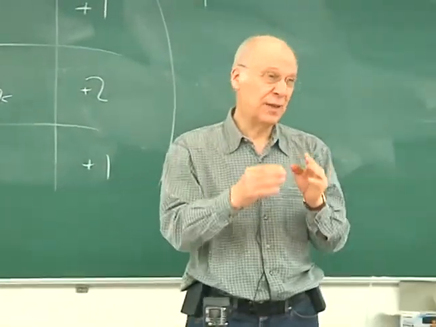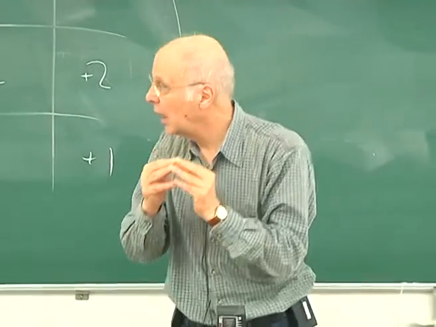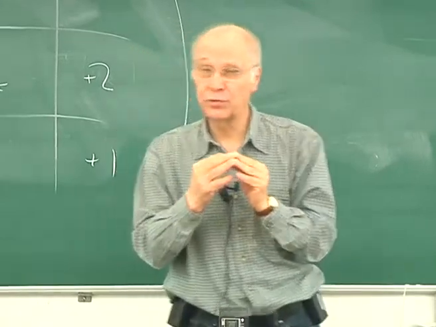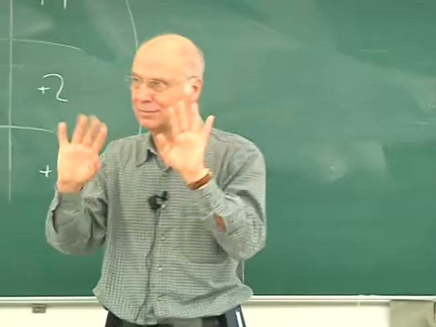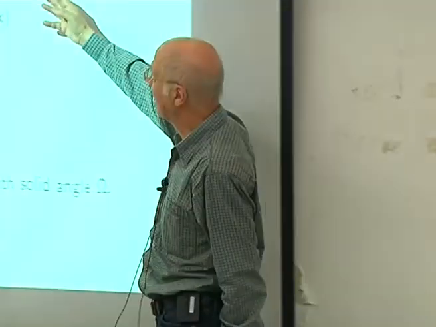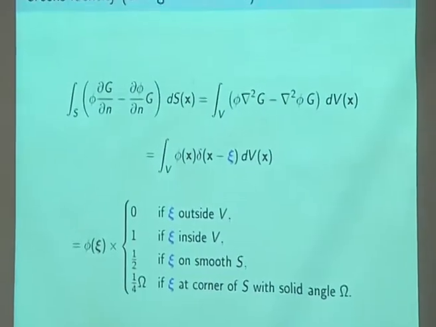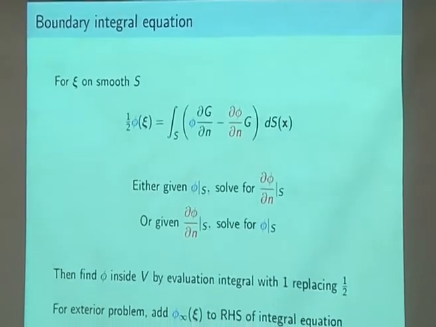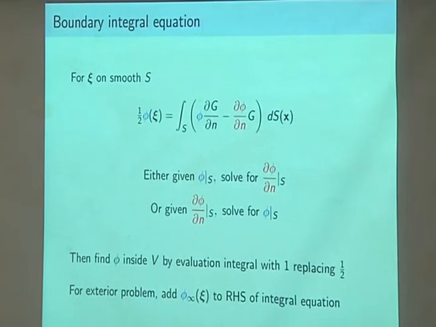If the surface is in fact pointed, the corner of a cube, then what you get is a quarter of the solid angle of the vertex. You don't need to know that. So we're going to now take this case where it's on the boundary. So the point psi is on a smooth boundary, so we get a half, and we get half what was the left-hand side. And this is an integral equation.